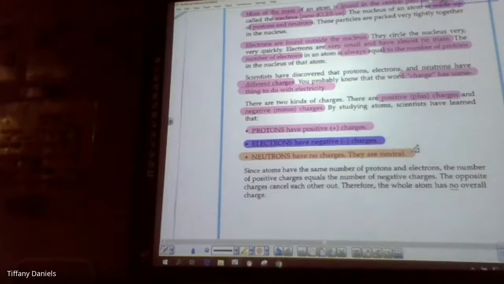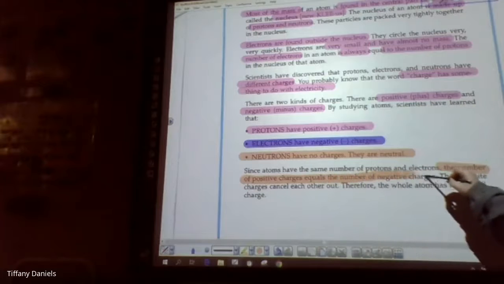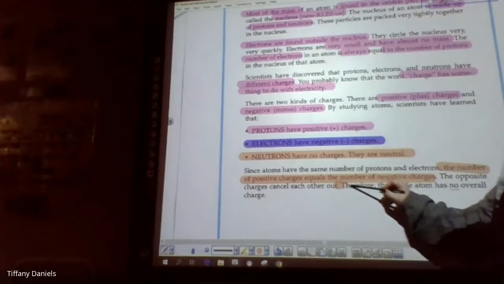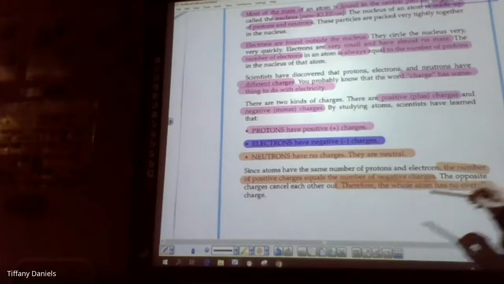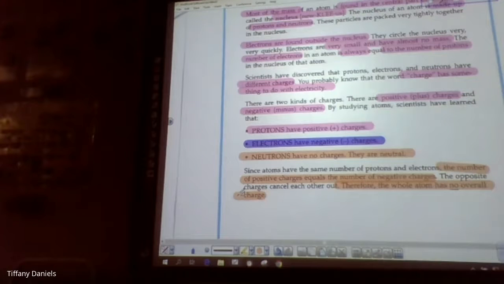Since atoms have the same number of protons and electrons, the number of positive charges equals the number of negative charges. The opposite charges will then cancel themselves out. Therefore, the whole atom has no overall charge. Make sense? Okay.